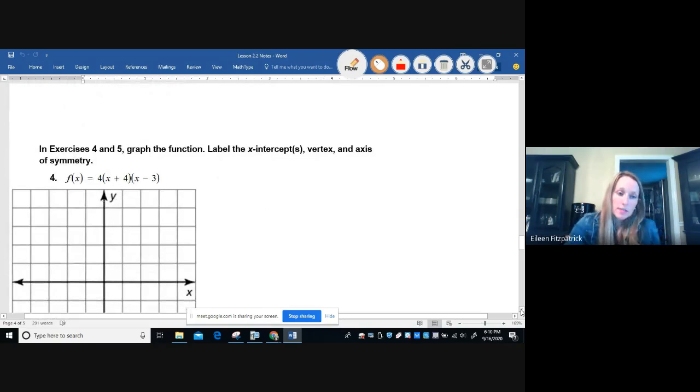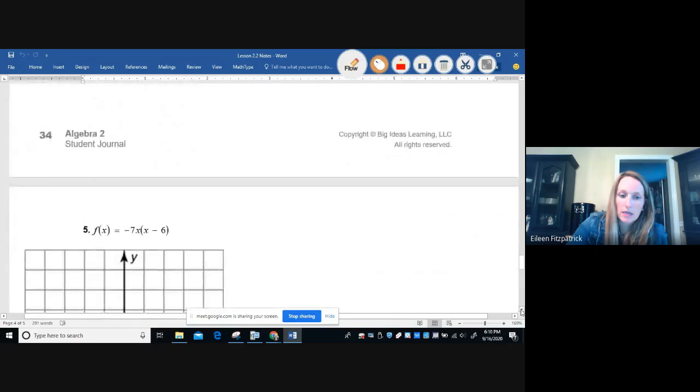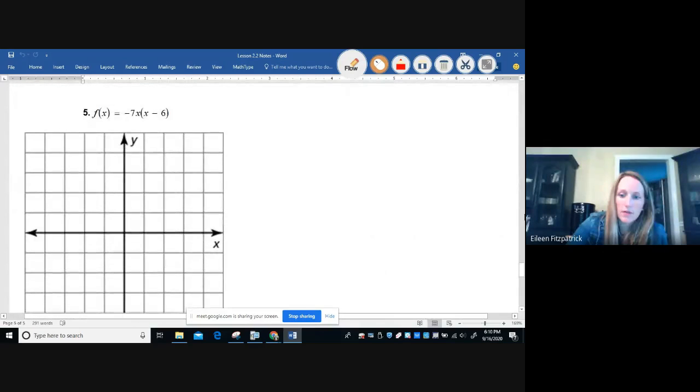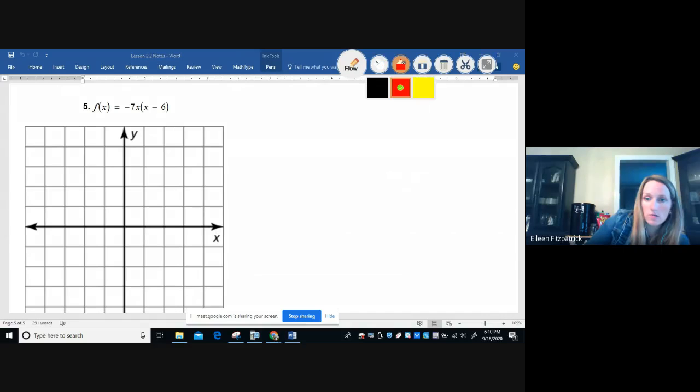Okay, so in exercises 4 and 5, we're going to graph the function, label the x-intercepts, vertex, and axis of symmetry. So I'm going to, again, just stick with doing the odds. Actually, for this one, I'll stick with doing the odds because I don't want to forget tomorrow what I'm supposed to do.